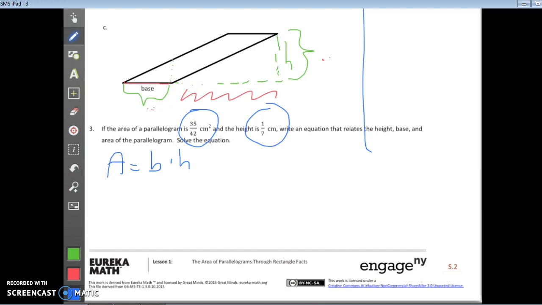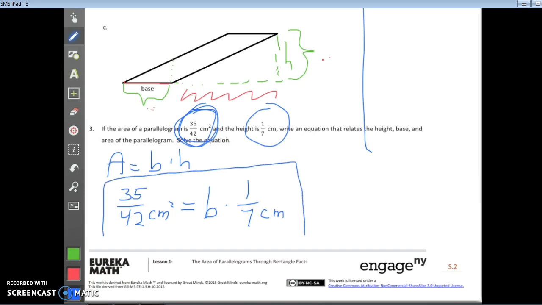So let's fill in our information. The area, they just told me, is right here. So 35/42 centimeters squared equals, we don't know the base, so we're going to put B there, times, but we do know the height, 1/7 centimeters. So here's our equation. And then it says solve it. So we have a multiplication problem that is missing one of our factors. So we know we need to divide.